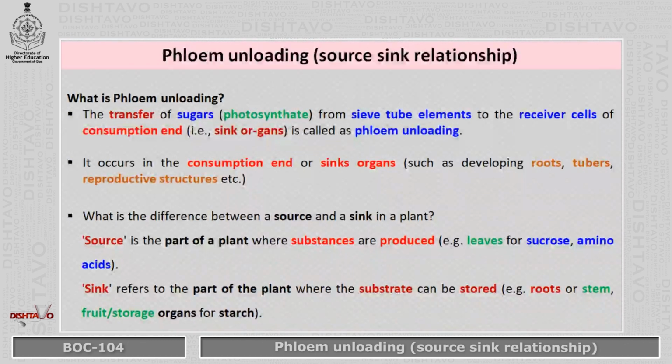What is the difference between a source and a sink in a plant? Source is the part of a plant where substances are produced. Example, leaves for sucrose and amino acids. Sink refers to the part of the plant where the substrate can be stored. Example, roots or stem, fruit or storage organs for starch.